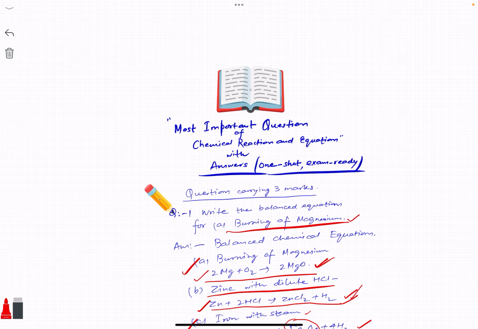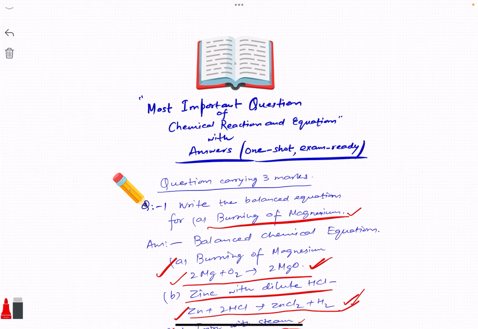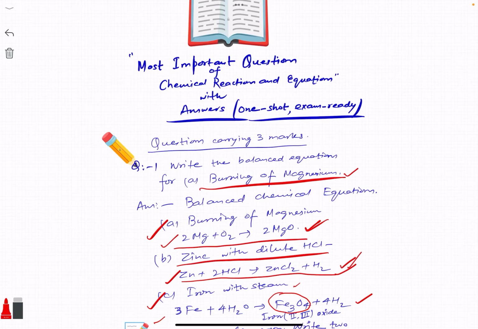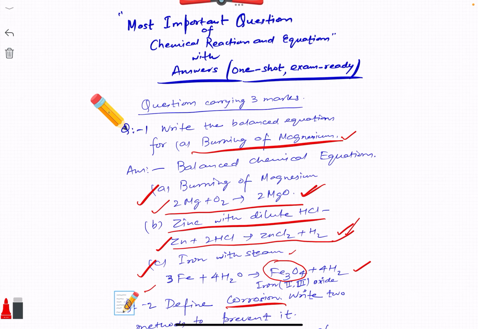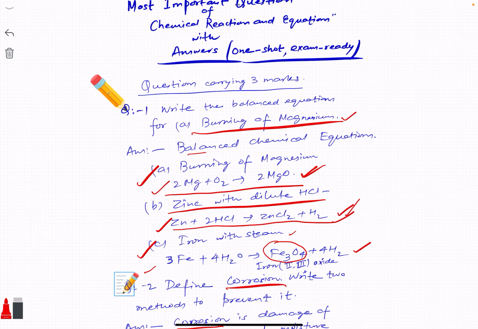Today we will discuss some more important questions of chemical reactions and equations with answers. Question number 1, carrying 3 marks. Write the balanced equation for the burning of magnesium. The balanced equation for burning of magnesium is: 2Mg + O2 = 2MgO.